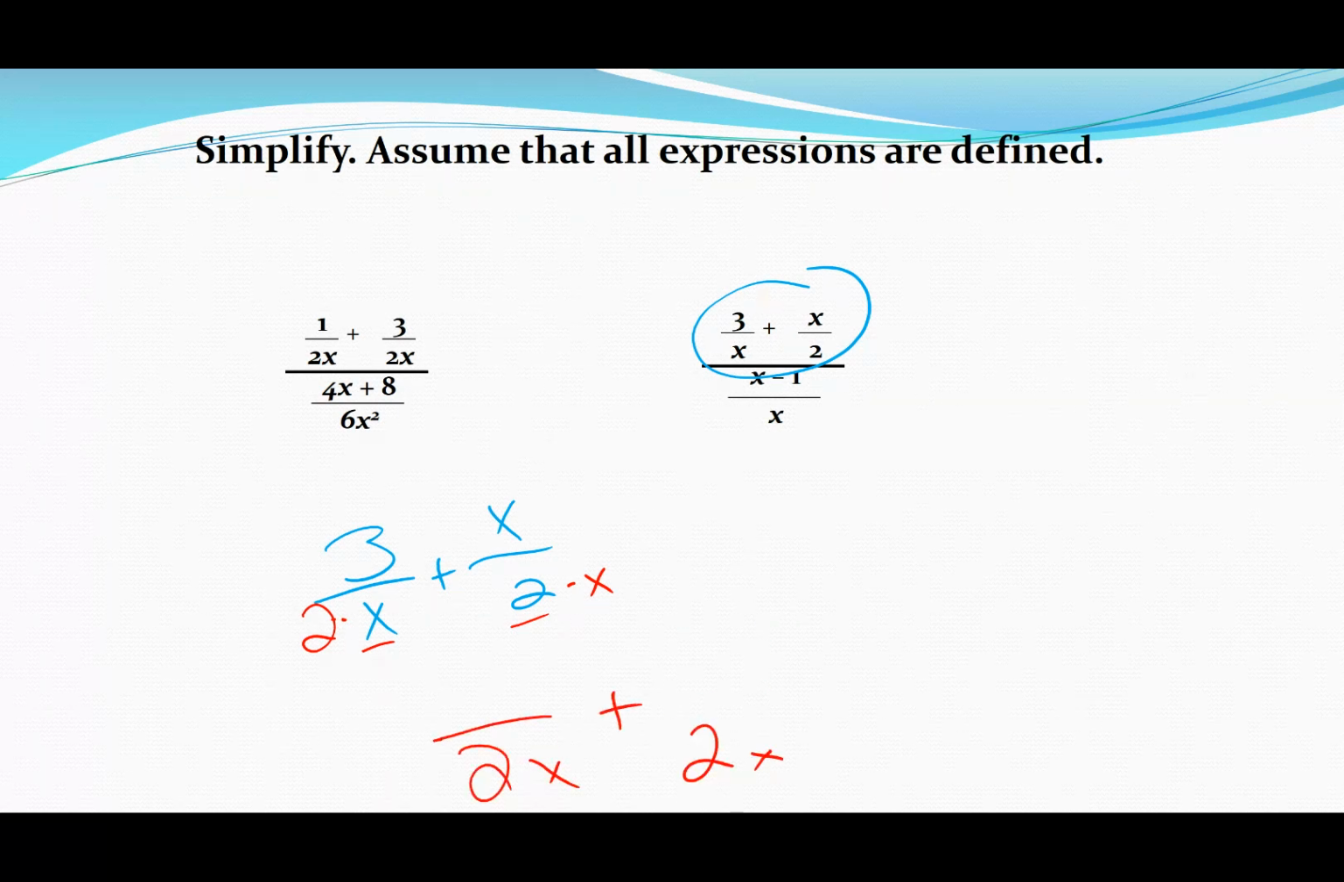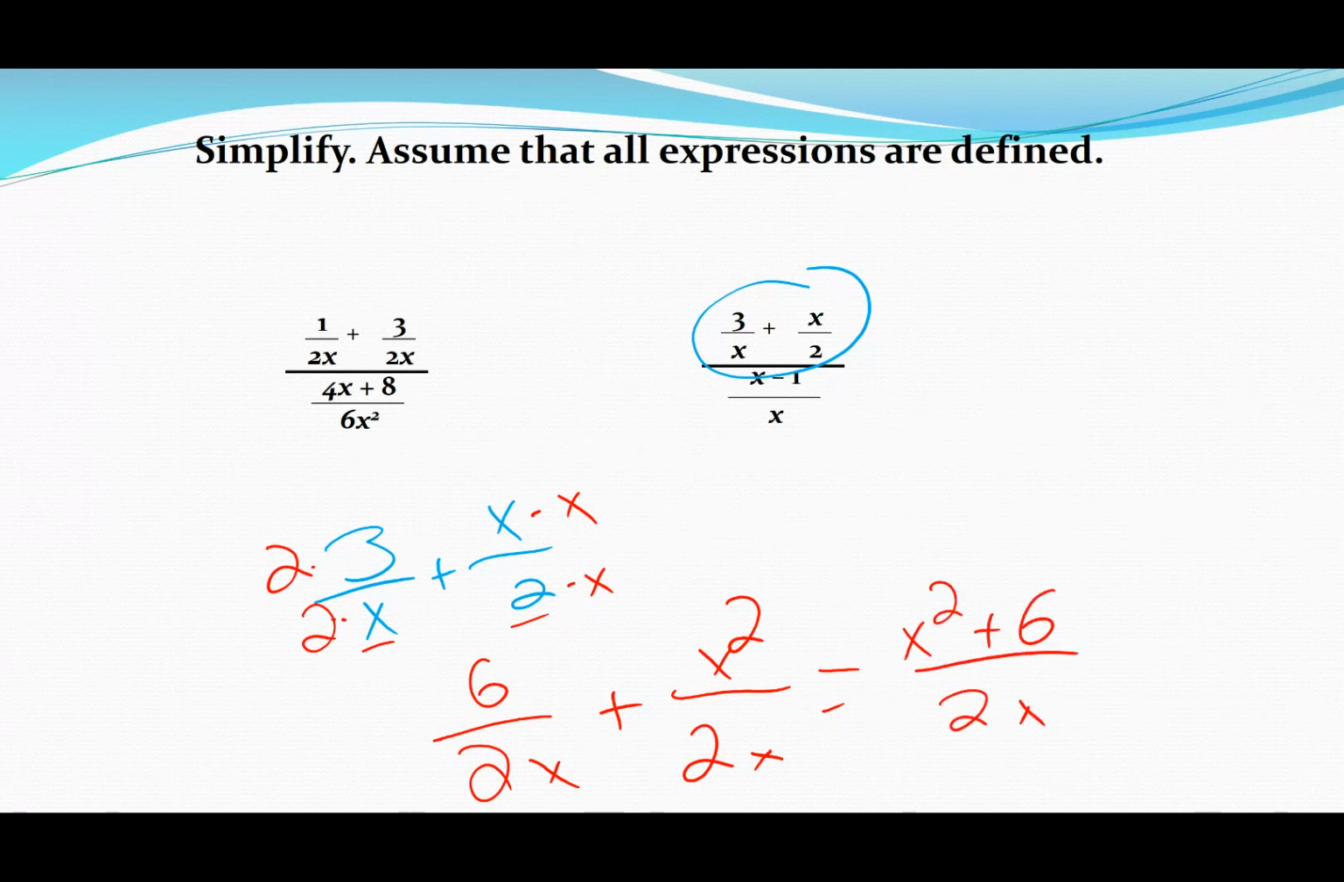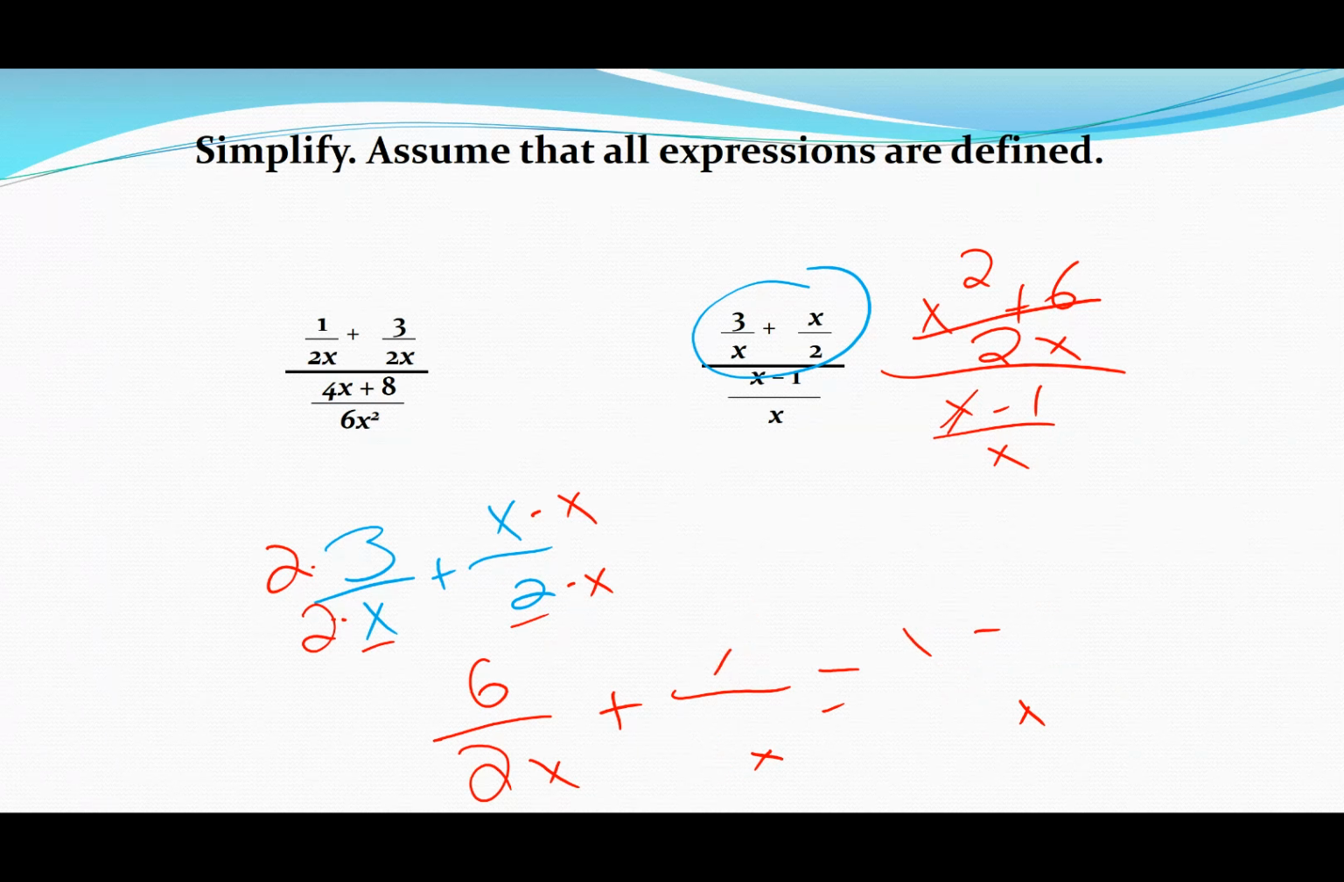Now, having 2x as a common denominator means that I need to multiply this top part by 2, which makes that 6, and this top part by x, which makes it x squared. So that means when I add them up, they're not like terms, so I can't actually combine them. I'll just have x squared plus 6, and then over my common denominator of 2x. So that's the top part. The top part here is x squared plus 6 over 2x. And the denominator there is still x minus 1 over x. But we'll flip that in the next part of this problem.